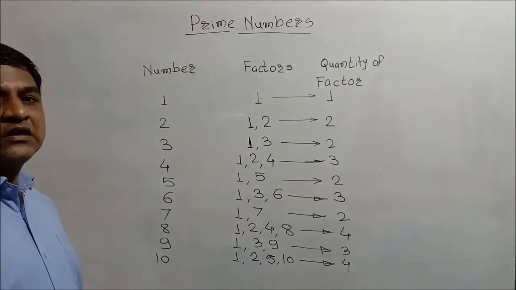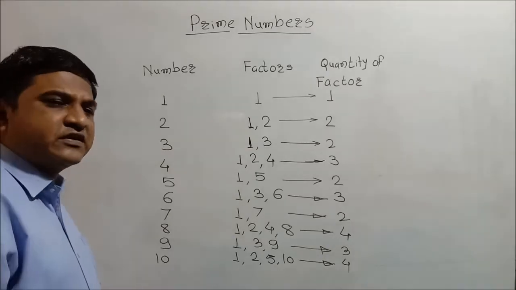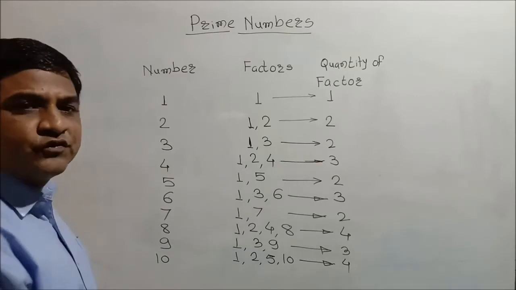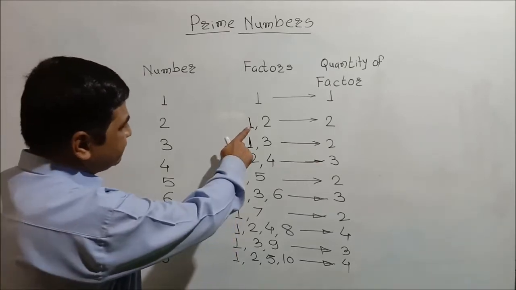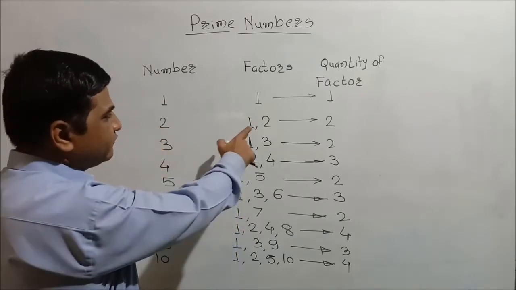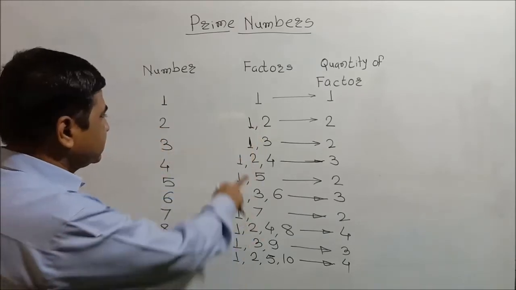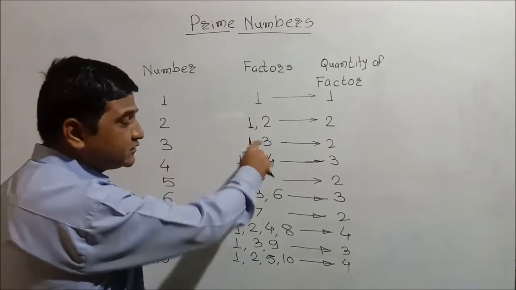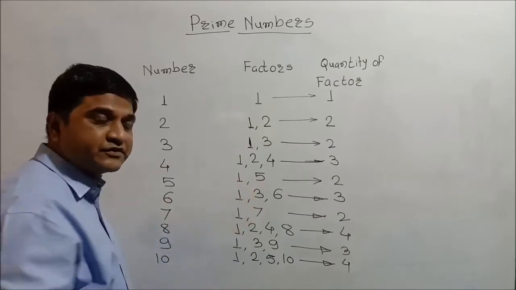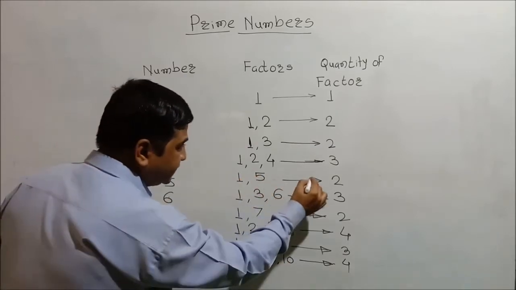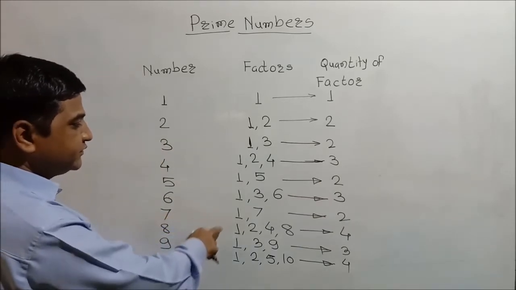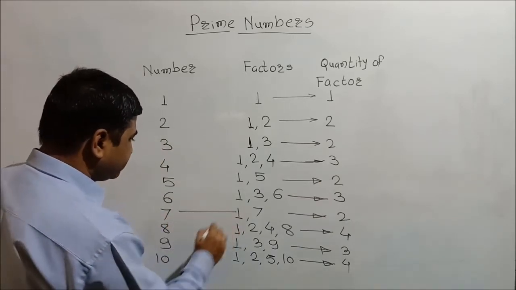Now, what is so different in this case? Well, you will see that there are a few numbers which can be divided only by 1 and the number itself. For example, number 2 can be divided by 1 and 2 itself. Then we have 3, which can be divided by 1 and 3. We have number 5, which can be divided by 1 and 5 itself. No other number can divide 5. Next we have number 7, which can be divided by 1 and 7.